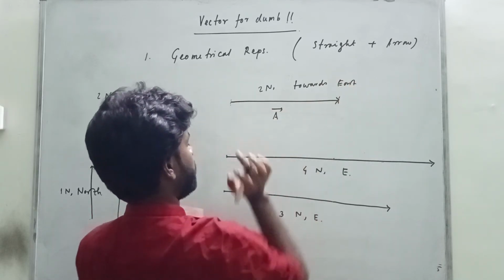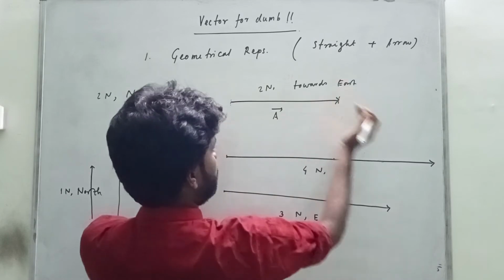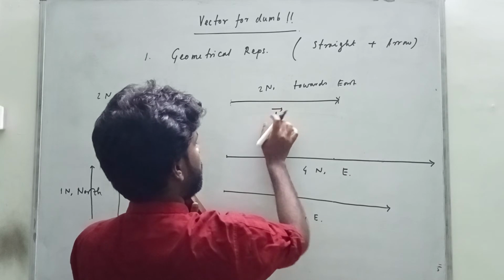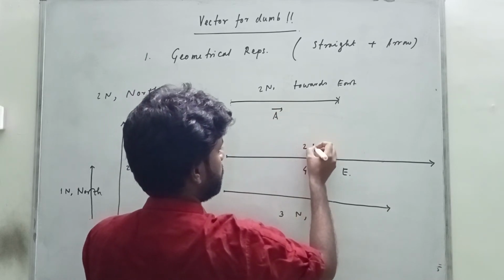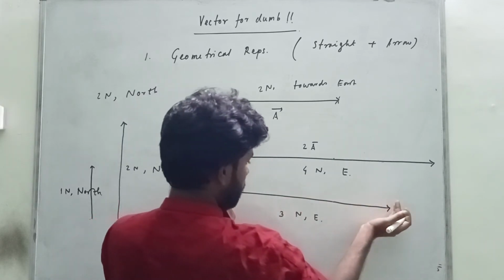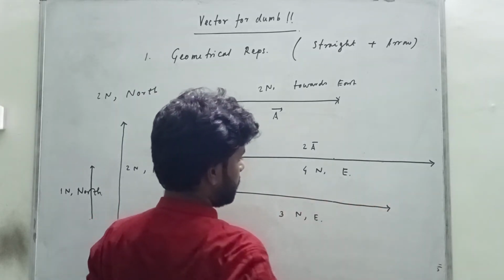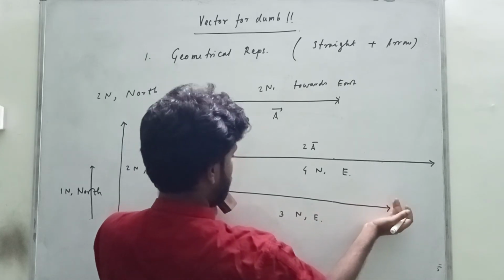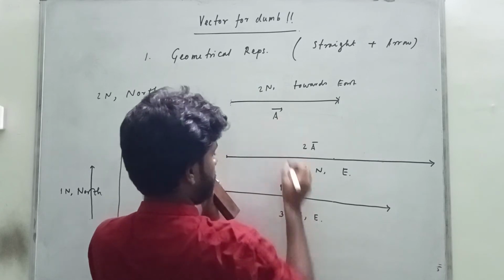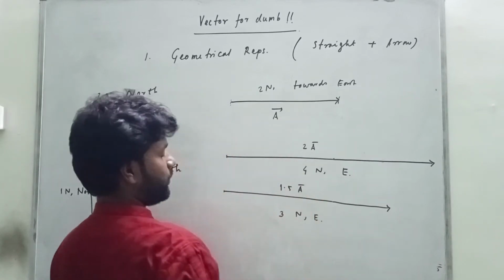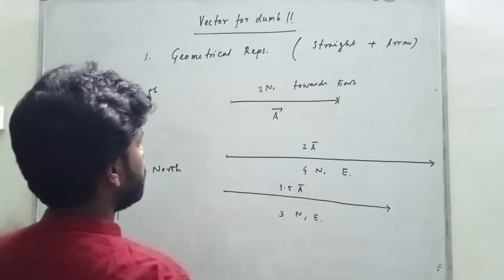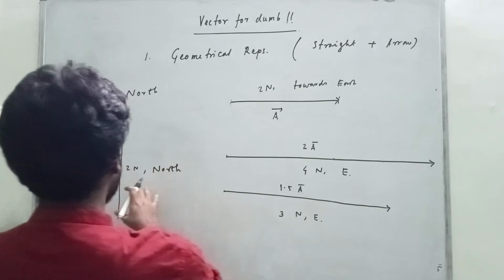A and its direction. This straight line is double of it towards north, so it is 2A. You can suggest it is 2A, just double of A. And it is a 3 Newton force towards east. I mean, the magnitude will be 1.5 times of here, so 1.5 times of A, just 1.5 A.